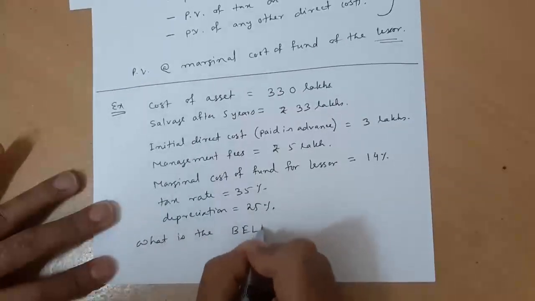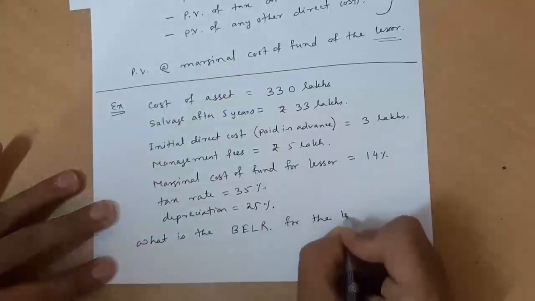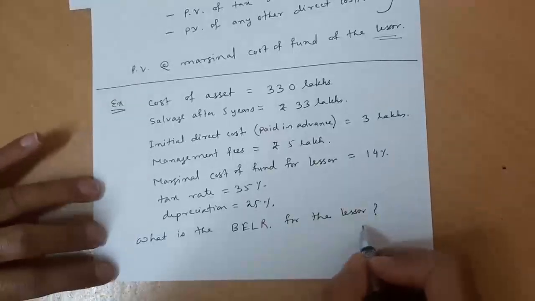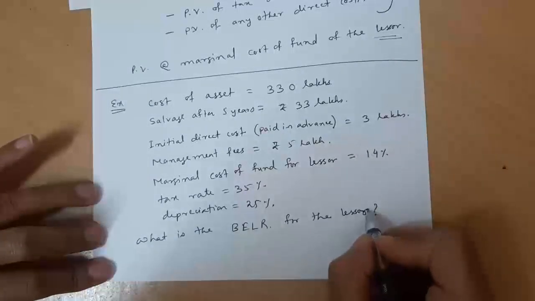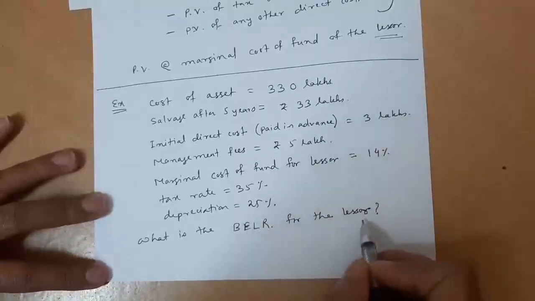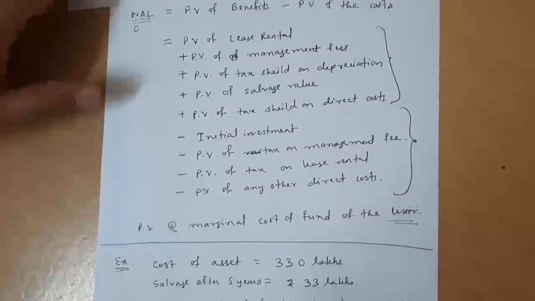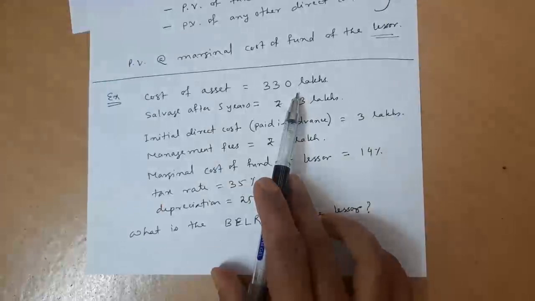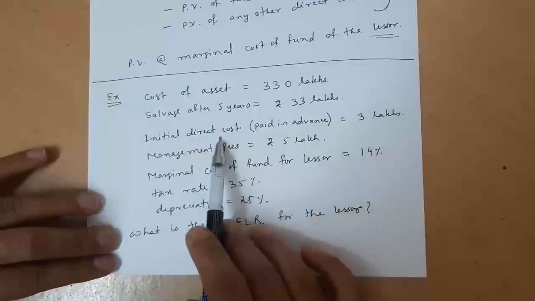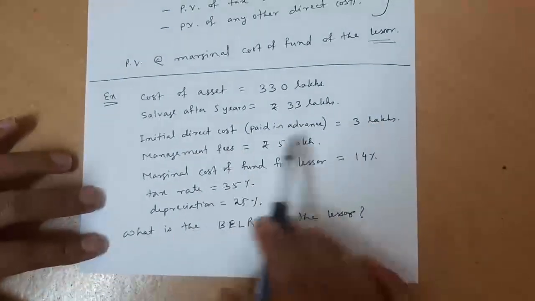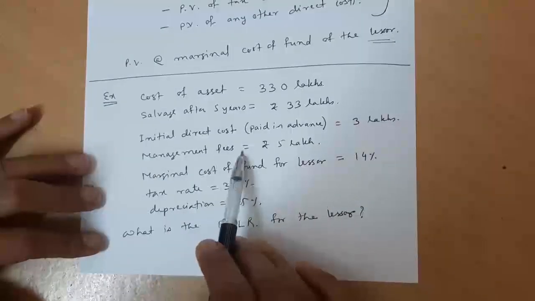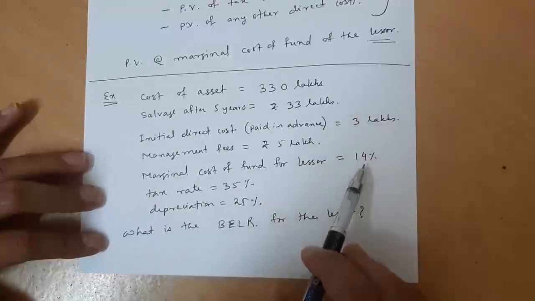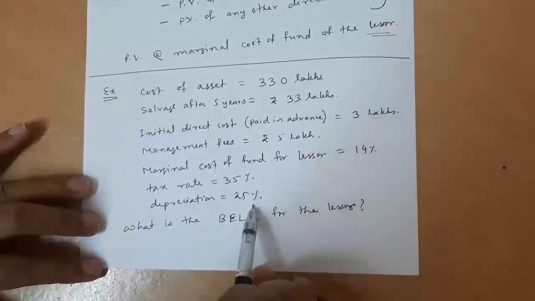Okay, what is the break-even lease rental for the lessor? Don't forget to see for lessor or lessee what is given. So this formula which we have seen, this is for the lessor. Okay, for lessee the formulas are different. You already have those from earlier classes. So for the lessor, this is the formula, and we'll do it right now. Okay, have a quick look at the example. Cost of the asset 330 lakhs, salvage value 33 lakhs, initial direct cost 3 lakhs. So this is cost for the lessor. At the starting he will be having this. Management fees 5 lakhs. This is the income for the lessor. He takes it from the lessee at the starting itself. Marginal cost of fund 14%, which will be the discounting rate. Tax rate 35%, depreciation 25%.